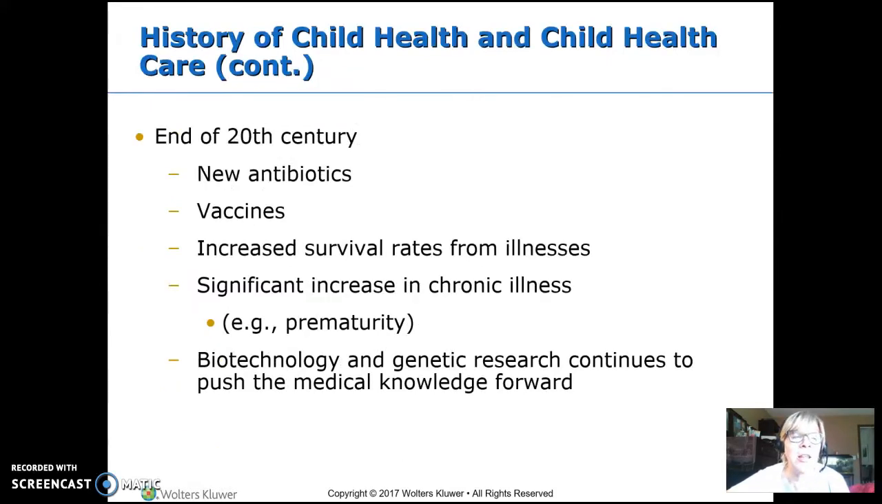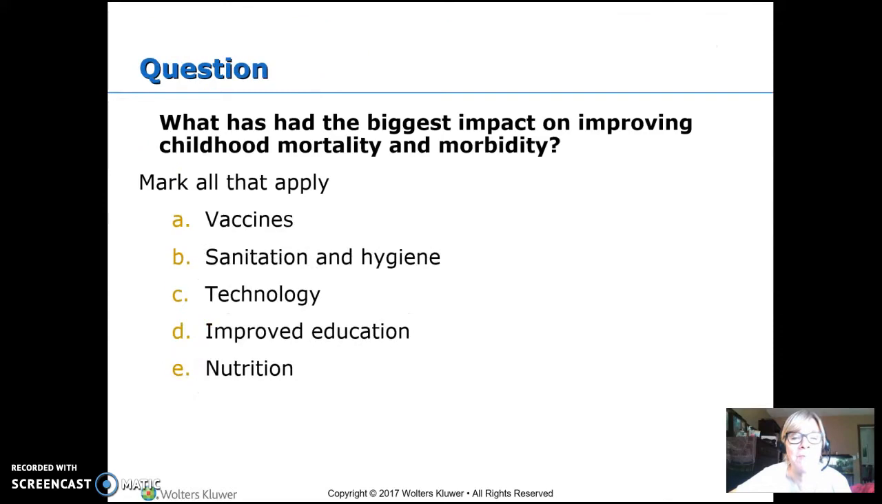As we've gotten into the modern age, towards the end of the 20th century, we've developed lots of new antibiotics and vaccines for many different illnesses. We've increased survival rates from illnesses that used to kill people, but with that we see a lot more chronic illness. An example is prematurity. In the past, preterm babies didn't survive. Now they do, but many of them will have chronic illnesses that need to be managed. And biotechnology and genetics continue to push medical knowledge forward.